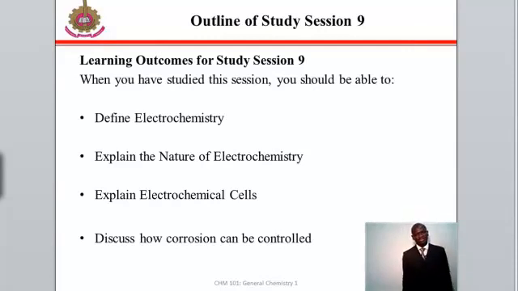At the end of the lesson, we should be able to do the following. 1. Define what electrochemistry means. 2. Explain the nature of electrochemistry. 3. Explain electrochemical cell, and at the same time be able to discuss how corrosion can be controlled.